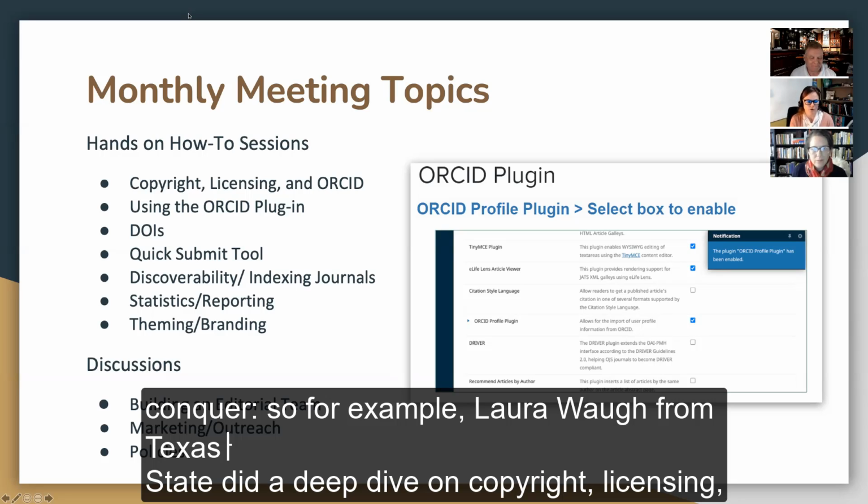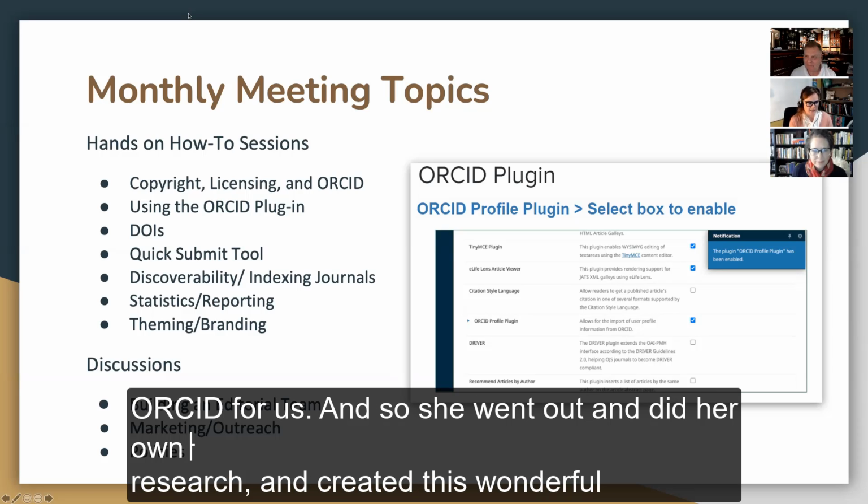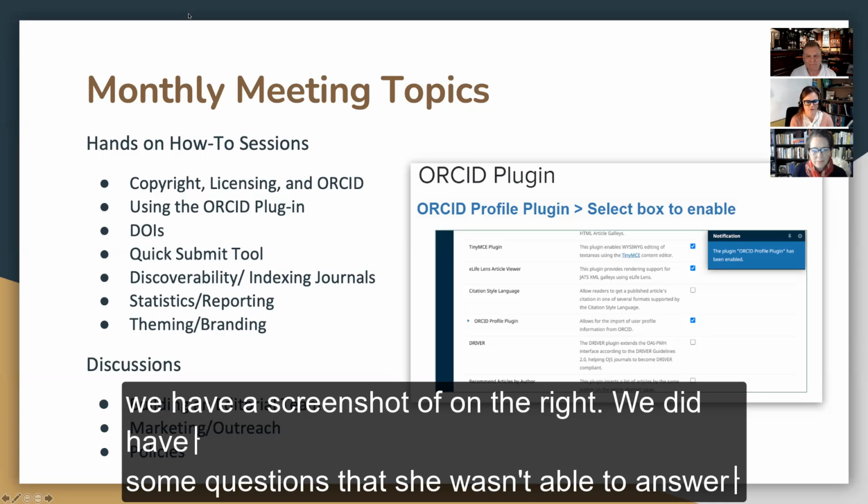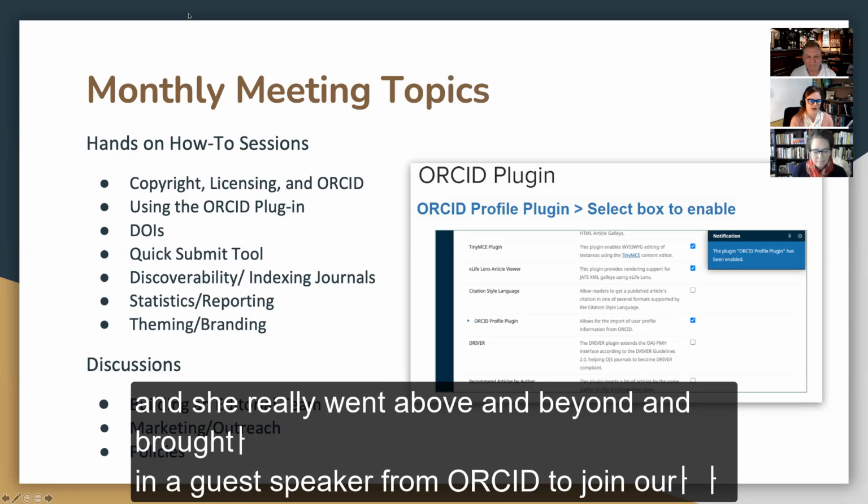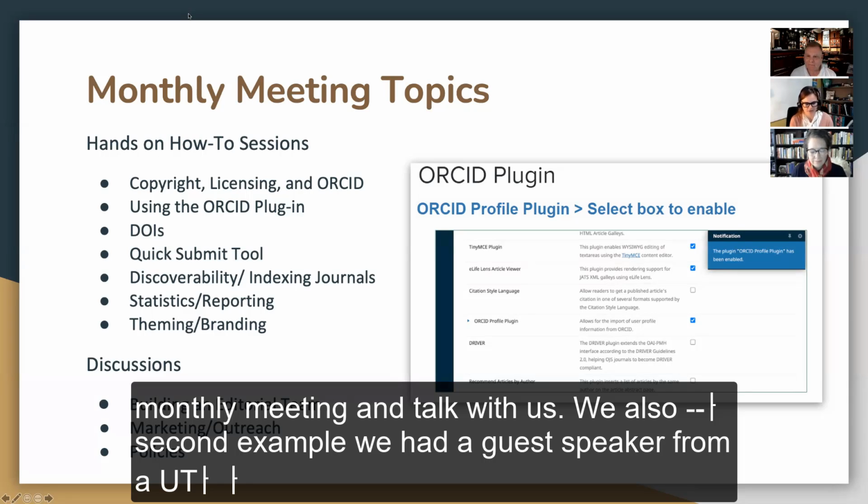So for example, Laura Wah from Texas State did a deep dive on copyright licensing and ORCID for us. She went out and did her own research and created this wonderful presentation, of which we have a screenshot on the right. We did have some questions that she wasn't able to answer, and she really went above and beyond and brought in a guest speaker from ORCID to join our monthly meeting and talk with us.